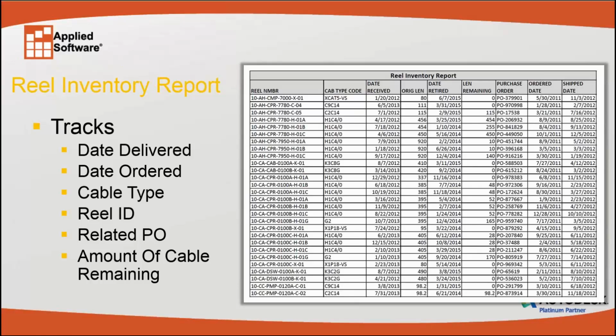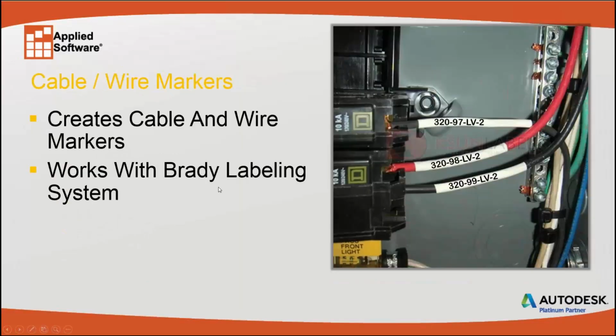As we pull cables off of our reels, we'll be able to keep track of our material status. The reel reports will keep the date ordered, the cable type, the reel ID, purchase order number, the date it was received, the date it was shipped, how much was the original length, and how much is remaining as we pull various runs off of there.